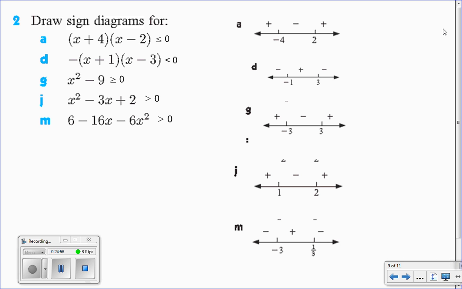So the answer to this one is here. You can write your answer in either form. Either one.